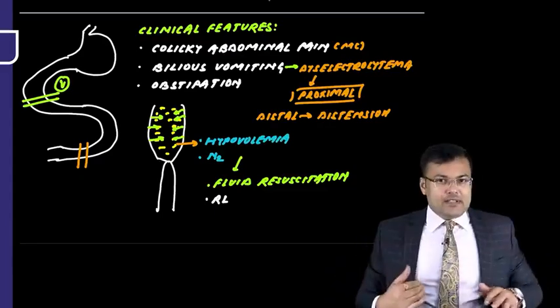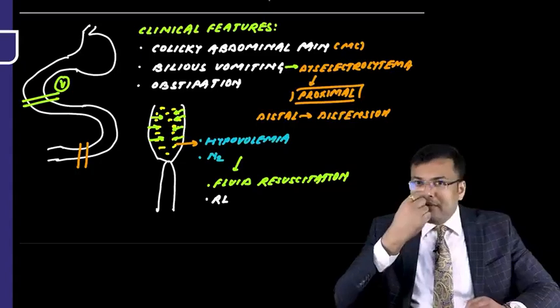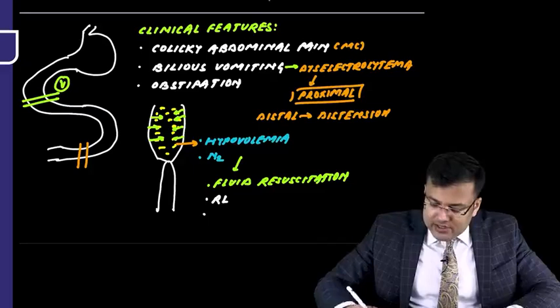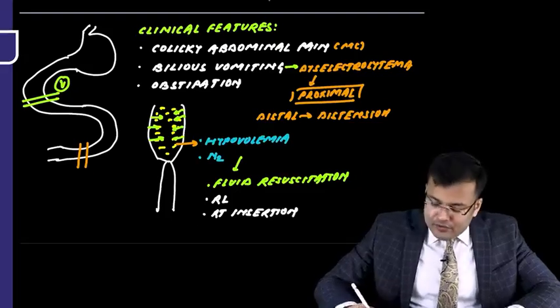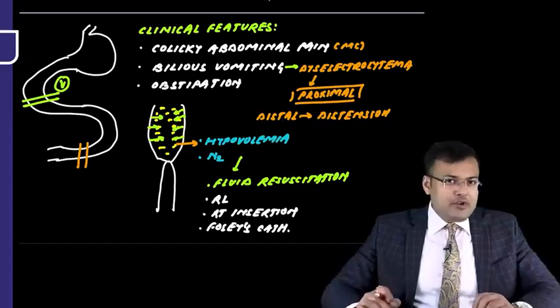Apart from fluid resuscitation, we have to perform proximal decompression. How do you perform proximal decompression? You have to insert the Ryle's tube, for proximal decompression. And what else do we have to do? We have to perform Foley's catheterization. Why? For monitoring of urine output.